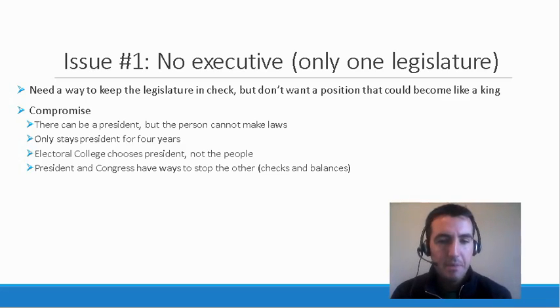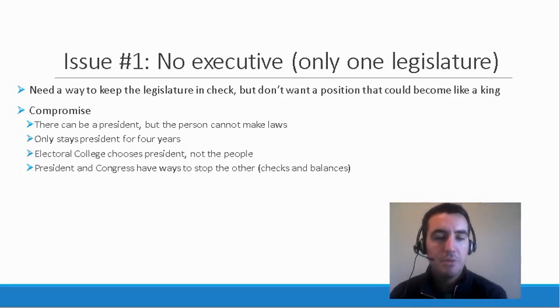There can be a president, but the person cannot make laws. So the president does not have the power to create laws. The president still does not have power to create laws to this day, despite what many people think. The president only gets to stay president for 4 years. This way they can't become like a king, because they can't stay the president for that long. They can be reelected after those 4 years, but they have to keep winning the elections. They don't just keep being president just because they got voted in once.